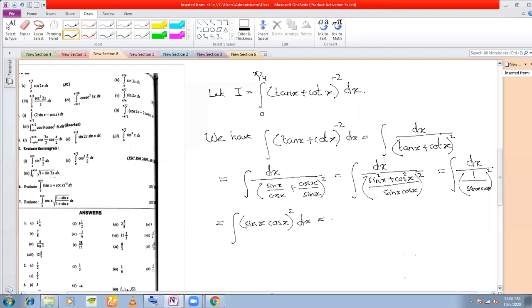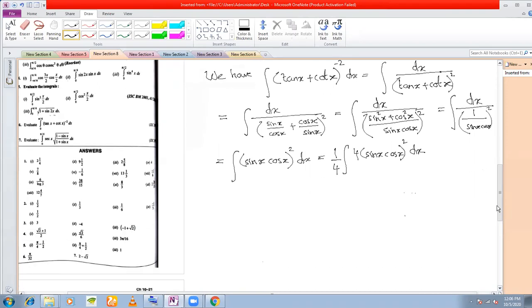You know sin 2x is 2 sin x cos x. So you take a 4 here and take a 4 inside. Why have I taken 4? So that when I insert it inside the square, this 4 becomes 2. So 1/4, this 4 that I have taken, I will insert inside the whole square. It will become 2. So now what happens? 1/4 of sine square 2x dx.